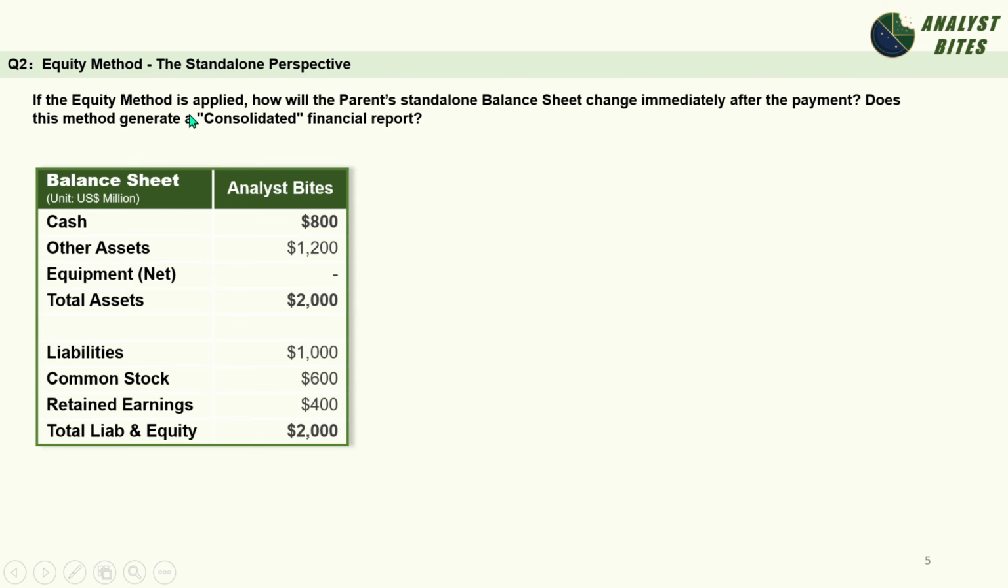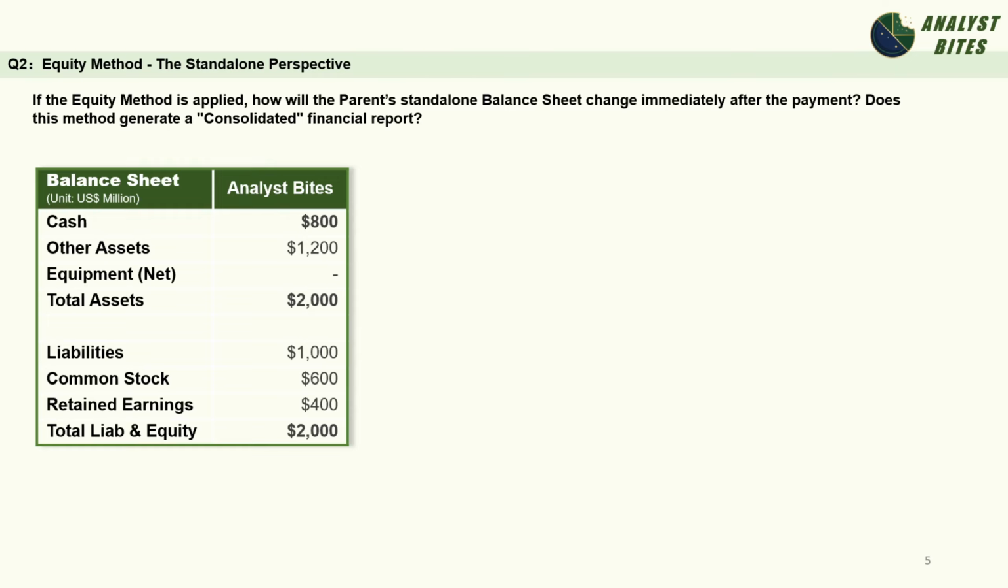There are two core questions here. How does the parent's single financial report change under the equity method? And does it even have a consolidated report? This brings us to one of the most important concepts in Level 2, one-line consolidation.